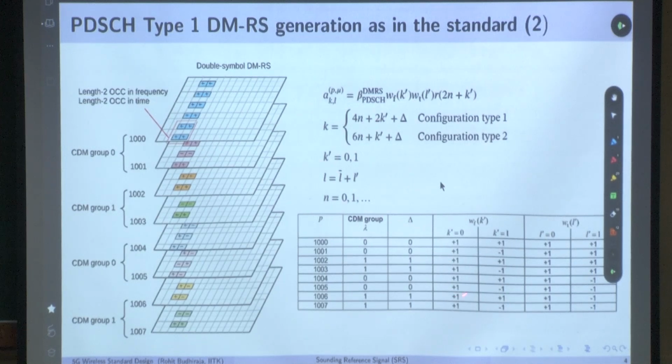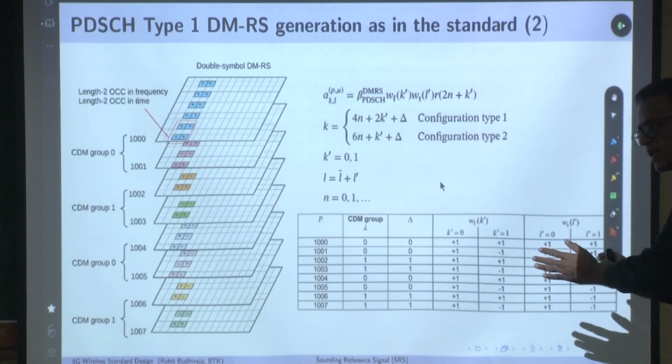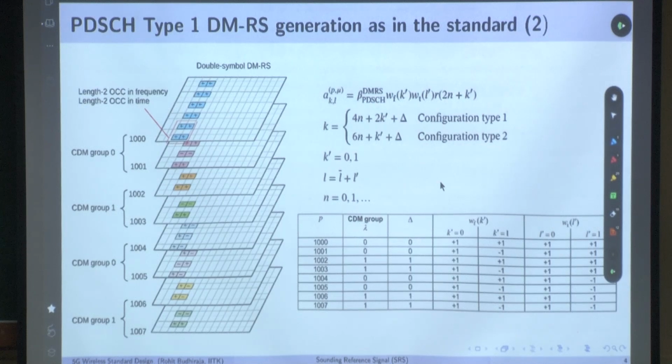We took an example for type 1 double symbol. A similar table should be there for type 2 also. So this brings us to the end of this DMRS generation. You can take an example for type 2 also and do that as a homework exercise. The logic is the same. So this is how DMRS are defined in the standard.